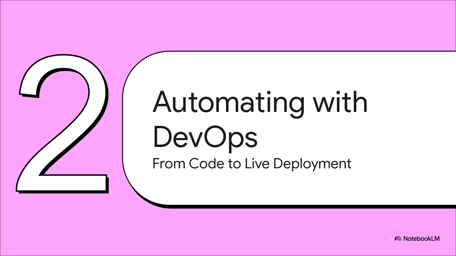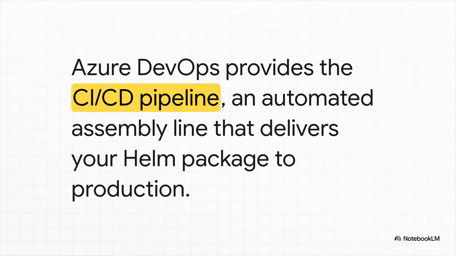So we have our application packaged up, all nice and neat. But now what? How do we get it from a developer's laptop into a live production environment and do it reliably every single time? For that, we're going to need an automated assembly line. And this is where Azure DevOps comes into the picture. It gives us what's called a CI/CD pipeline. CI/CD stands for continuous integration and continuous deployment, which is really just a fancy way of saying we're going to automate that whole journey from a developer's keyboard all the way to the end user. It is the assembly line for our Helm package.